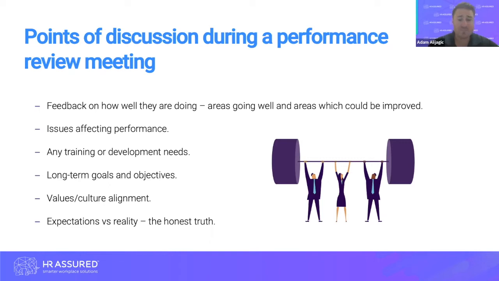And then, I guess, expectations versus reality. So the honest truth. Where is the employee seeing themselves sitting in the company, and in their role, and how well they're achieving, compared to what the honest truth is of how they actually are doing. And as I said, it's not about berating them and having a go at them about how it's going, but about uncovering where they sit and then helping develop them to get to where they need to be, or also where they want to be.